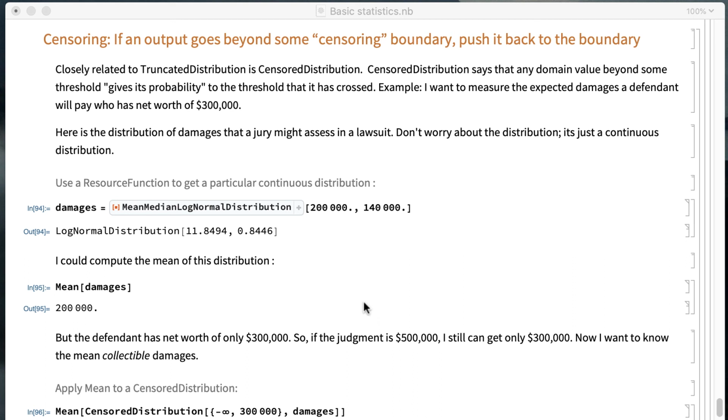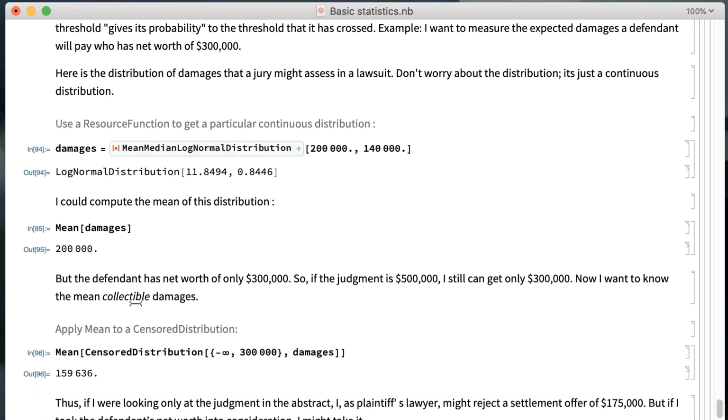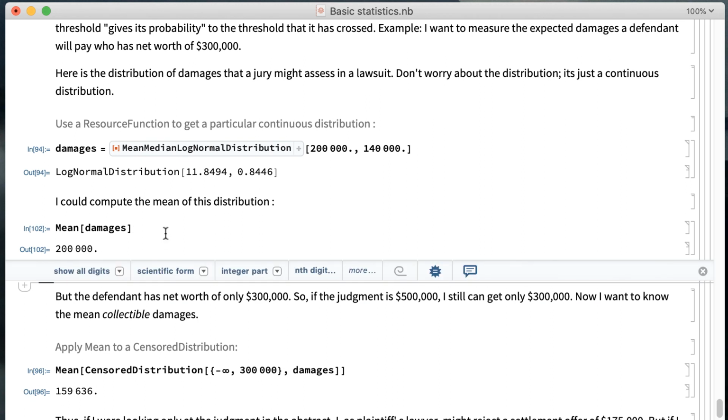Supposing we have a lawsuit and the distribution of damages is thought to be distributed in a log normal distribution, and the mean of that log normal distribution is $200,000 and the median is $140,000. So we could compute the mean amount of damages, and if we didn't think some more, we might say, well, if a settlement offer comes in at, say, $175,000, that's worse than the average. We should probably reject it.